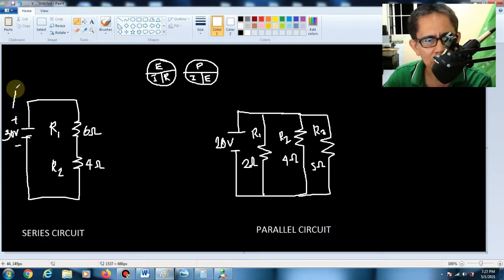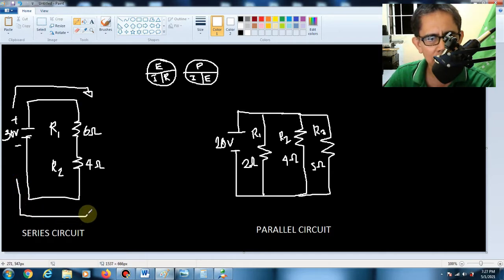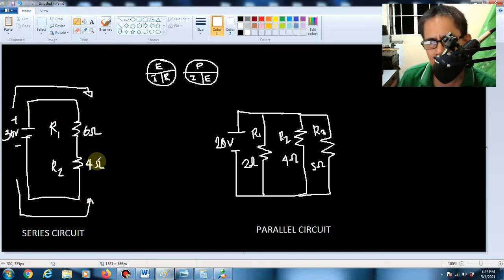So, ito yung kanina, diba? From positive, papunta doon sa negative. Yung pag sinabi natin opposite direction, from negative, papunta doon sa positive. So, ito yung kanina, yung tinatawag natin na conventional.